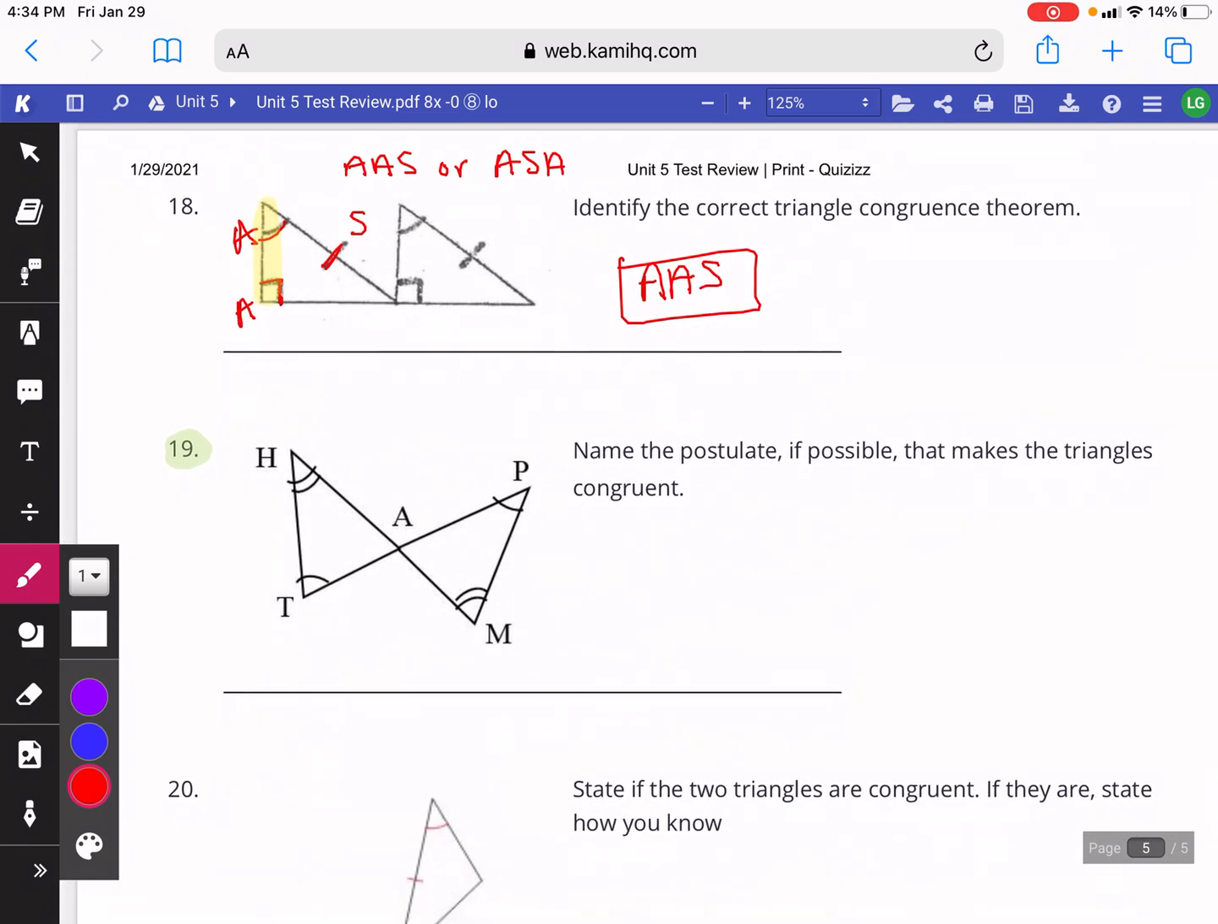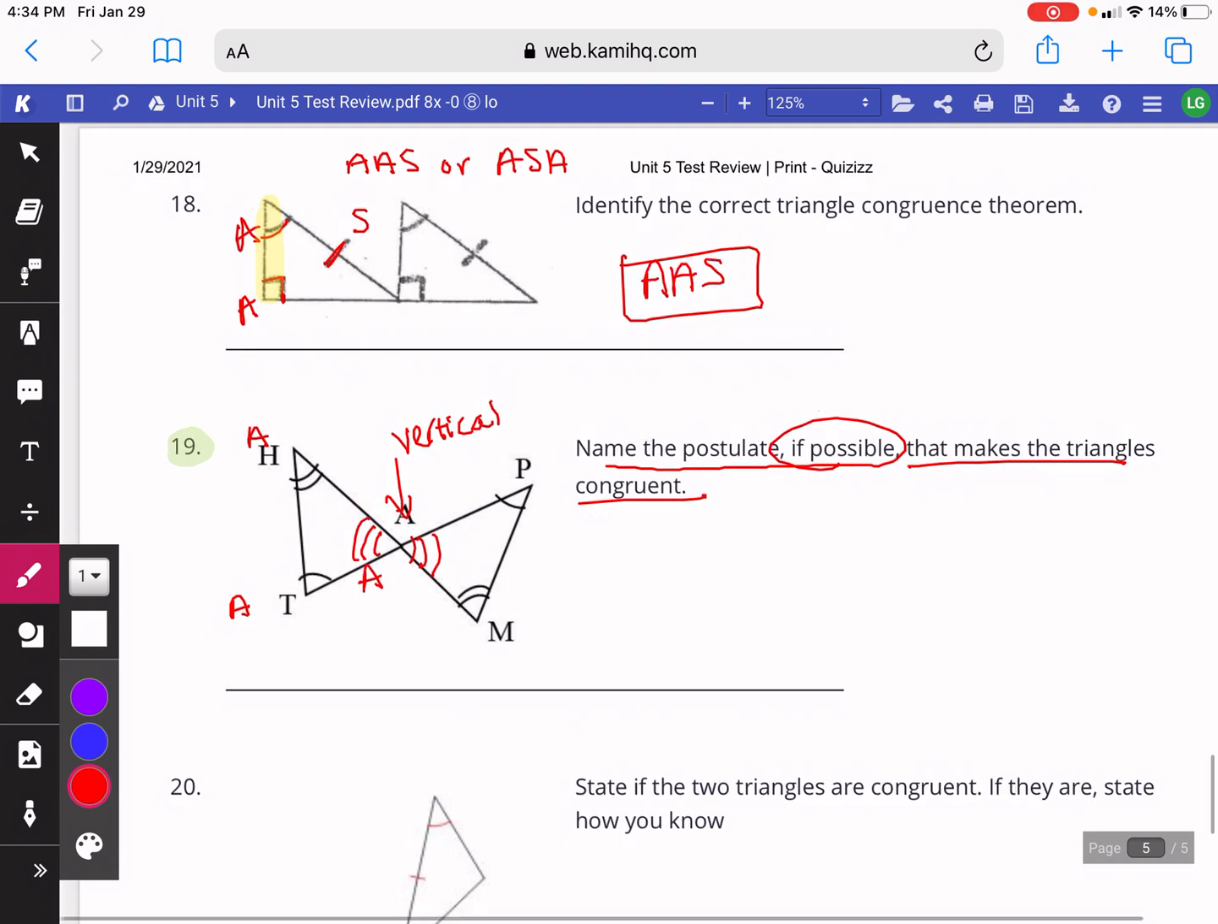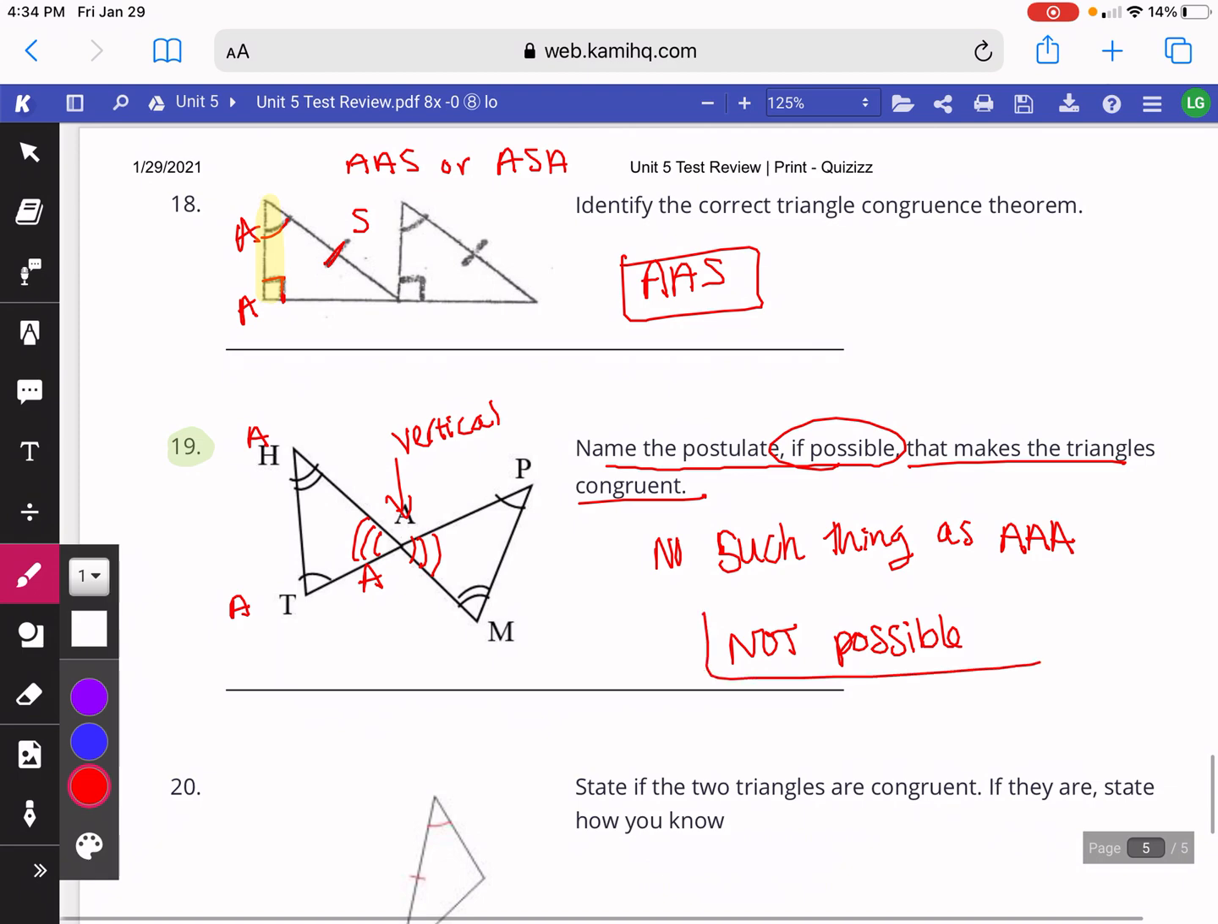Here on this next one, it says name the postulate, if possible, that makes the triangles congruent. So here I notice two angles, and I notice these are vertical angles. Vertical angles are also congruent. So I can mark those congruent. But there is no such thing as AA. So we had learned there is no such thing as angle, angle, angle. So therefore, this one is not possible. We cannot prove that those two triangles are congruent.